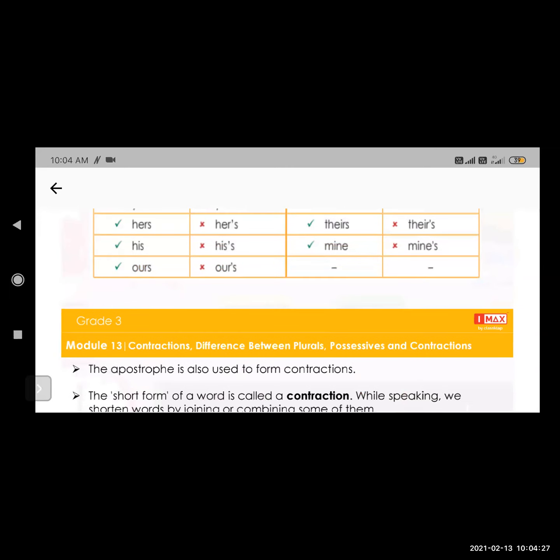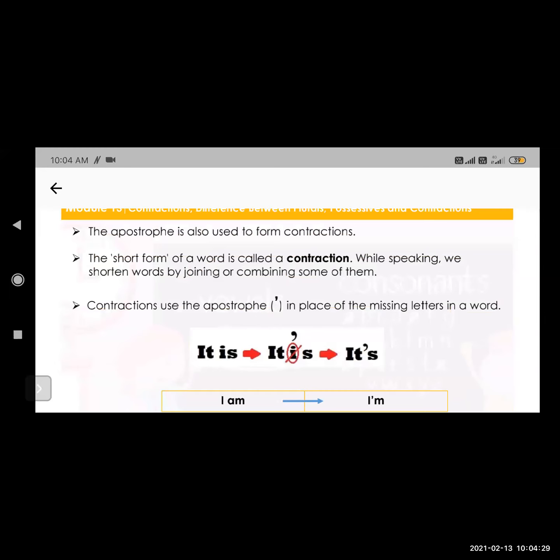Now the apostrophe is also used to form contractions. The short form of words is called a contraction, as I already told you. While speaking, we shorten words by joining or combining some of them. What we do is make a shorter form by joining or combining. Now the contraction apostrophe sits at the top. This is the sign of the apostrophe at the top.